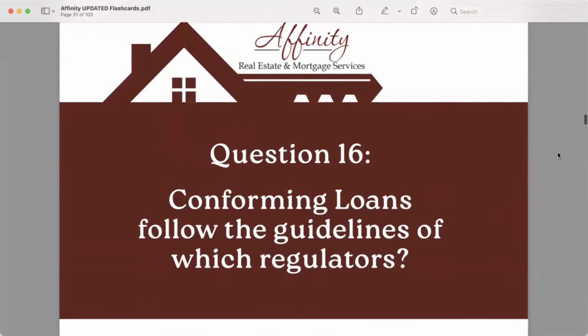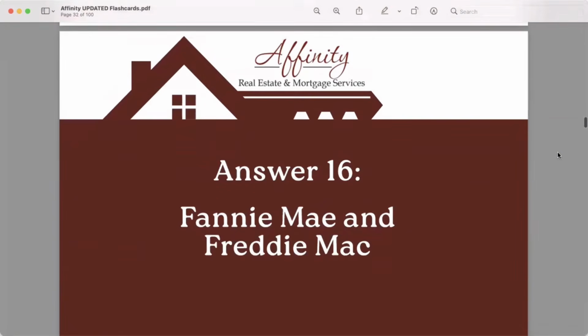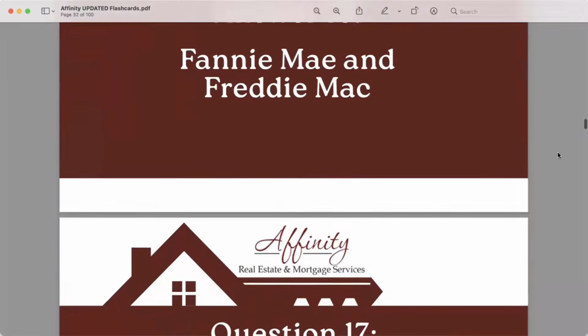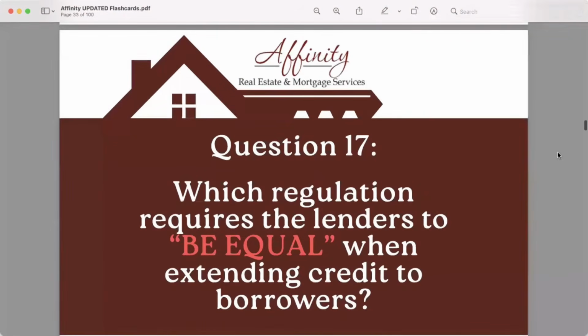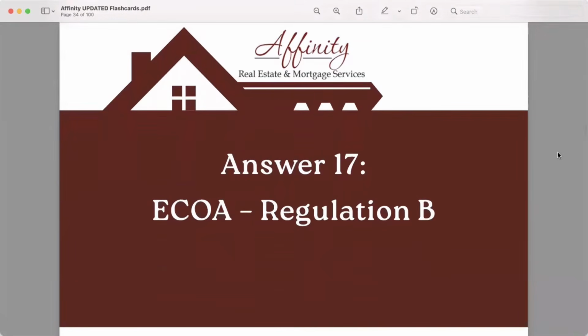Question number 16. Conforming loans follow the guidelines of which regulators? The answer is Fannie Mae and Freddie Mac. Question number 17. Which regulation requires the lenders to be equal when extending credit to borrowers? The answer is ECOA Regulation B.